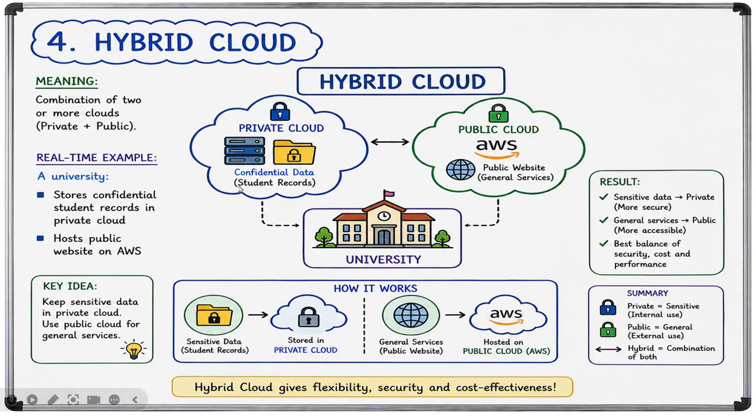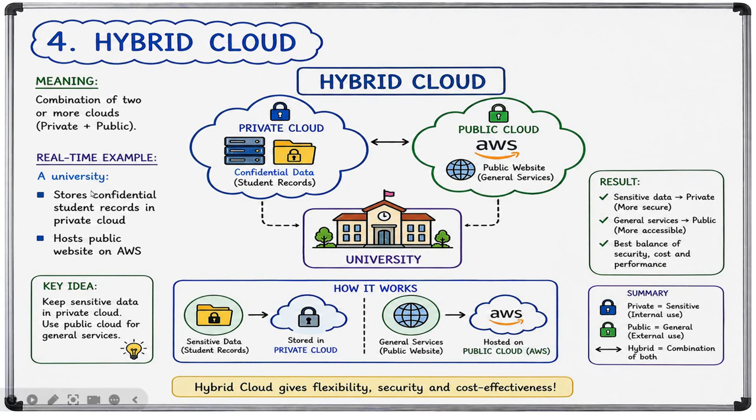Next comes the hybrid cloud, which is a combination of two or more clouds. It may be a private cloud along with a public cloud. So it combines the private and the public cloud environments, and organizations use both together for better flexibility, and it allows data and applications to move between the clouds.